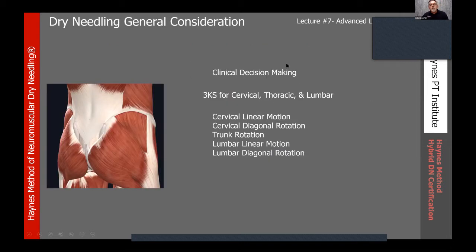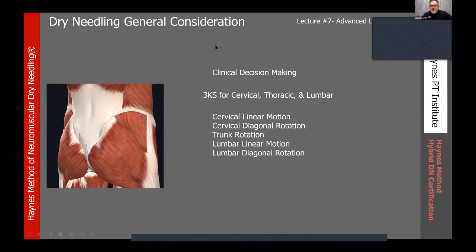So now, moving on, we've been talking about our three-dimensional kinetic screen, our motion screen in the upper body, in the spine thus far. The cervical, the thoracic, the lumbar, some general trunk rotation. The one that we did last lecture is going to be the same one that will apply here, since we incorporated some lumbar linear motion and diagonal rotation to assess the thoracic spine.